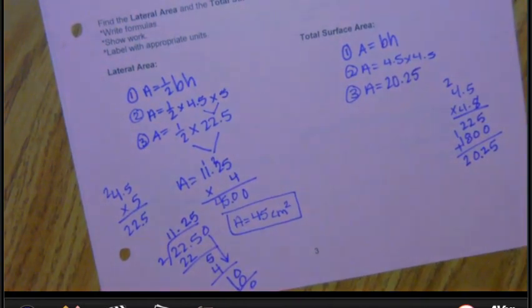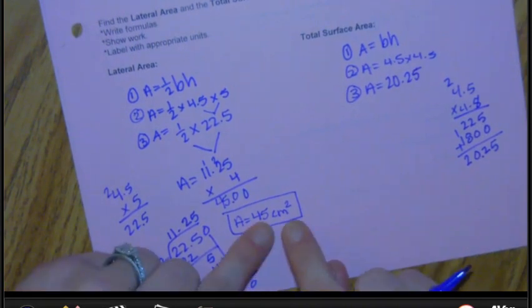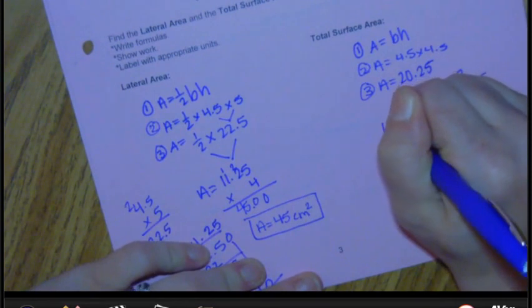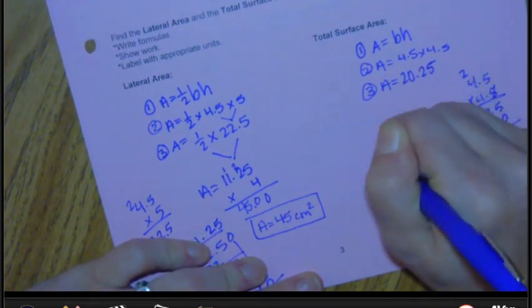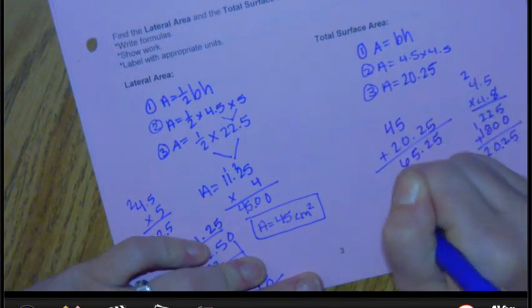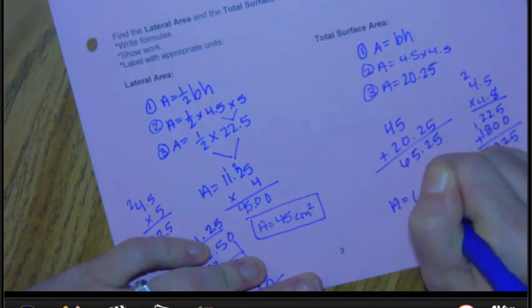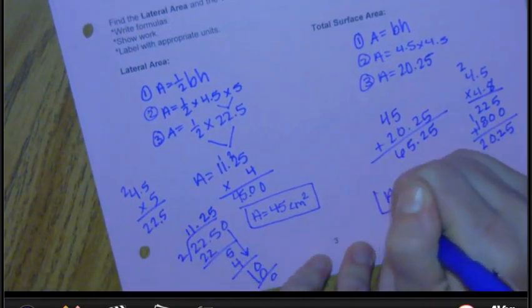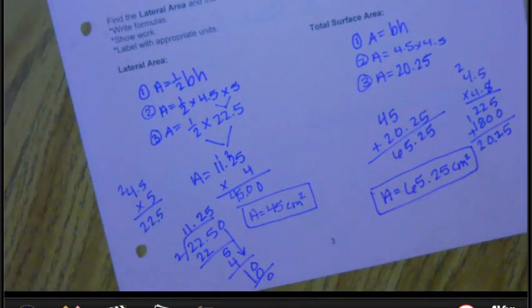That's not my total. That's just the area of your base. And now you need to add the area of your lateral plus the area of your base. So I need to do 45 plus 20.25. 5 and 6 to get a grand total area of 65.25 centimeters squared.